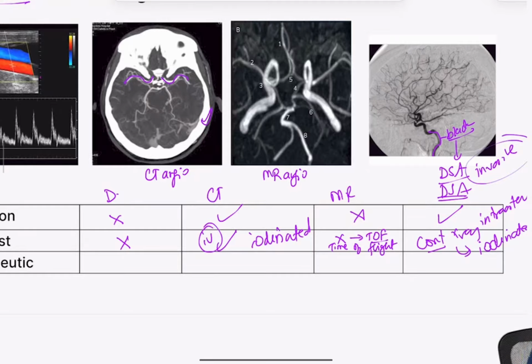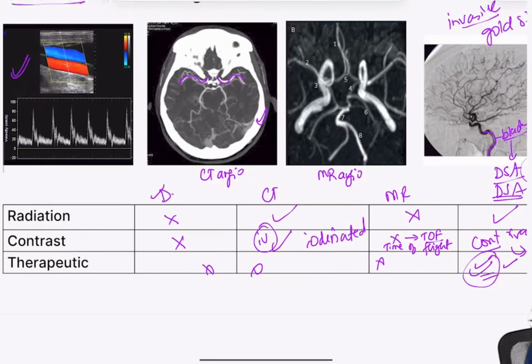DSA is invasive. But the advantage with DSA is, since you are going into the artery, if there is a thrombus in the artery that you see, you can remove it at that time. So it is therapeutic as well. The rest of them, you cannot treat the thrombus. You are just diagnosing on them. So DSA is something which is therapeutic. So DSA is invasive, so it is not the first thing that you do. You keep it for last, like the gold standard.